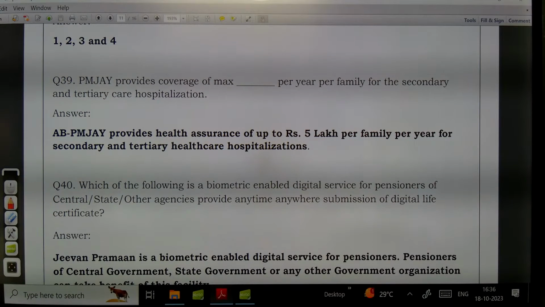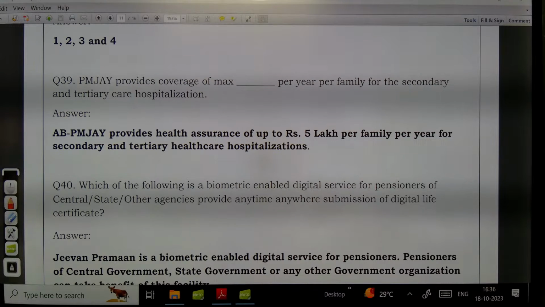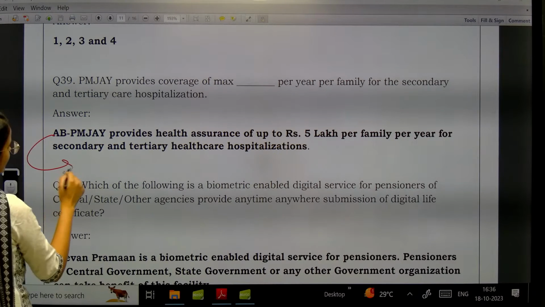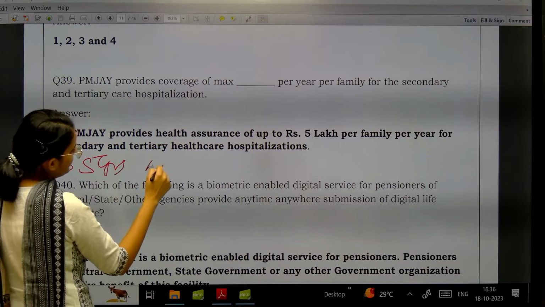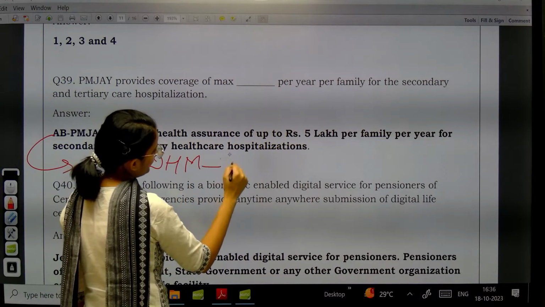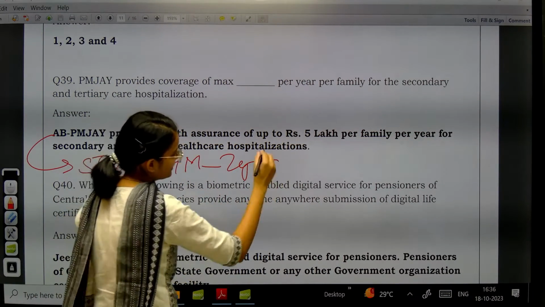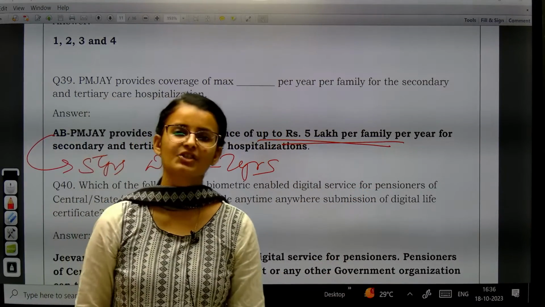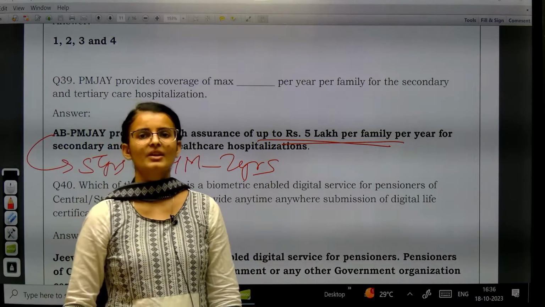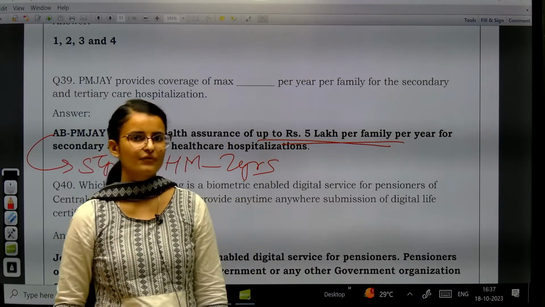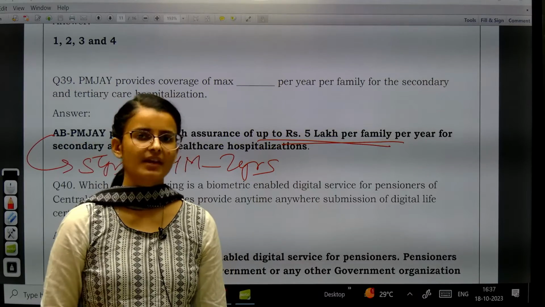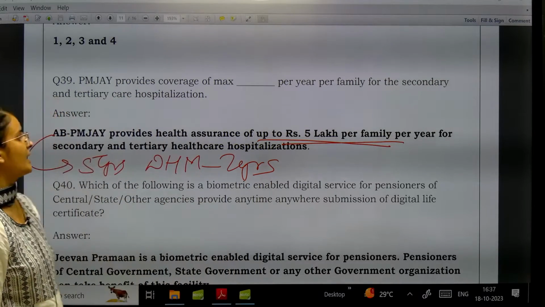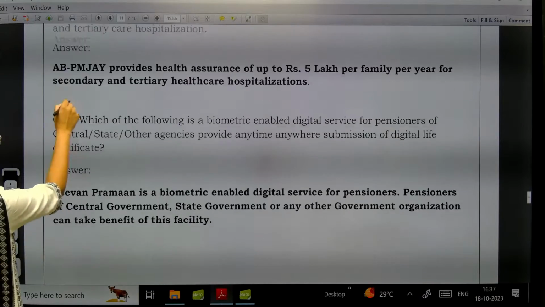PMJAY provides coverage of a maximum of dash per year per family for secondary and tertiary care hospitalization. This was an easy question, right? Why has it been asked? 5 years of completion. Digital Health Mission, 2 years of completion. It was there in PIB. So static information is also important. I have told you, for any scheme mentioned in PIB, the current update plus the static information of that particular scheme is very important. I have told you repeatedly many times, right?